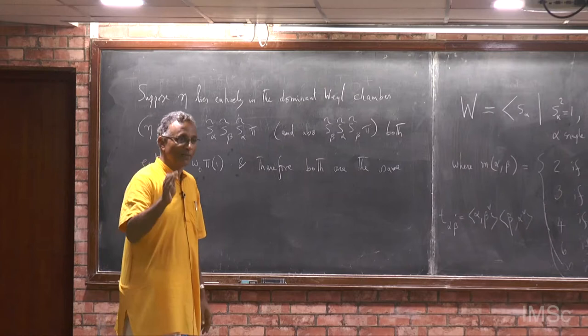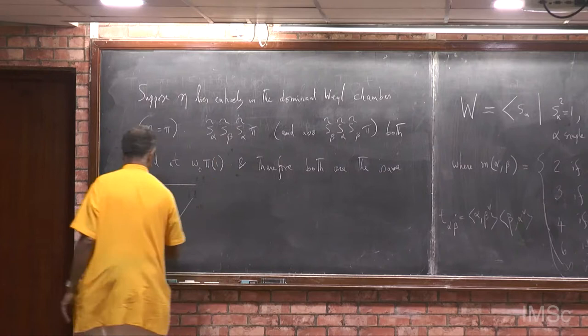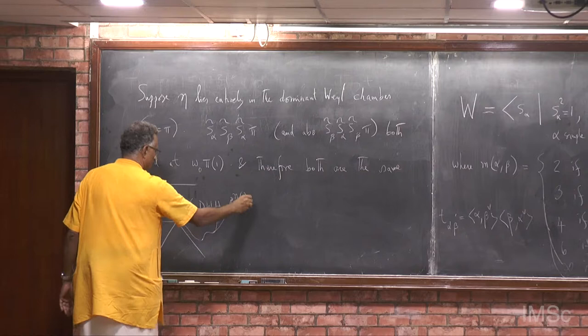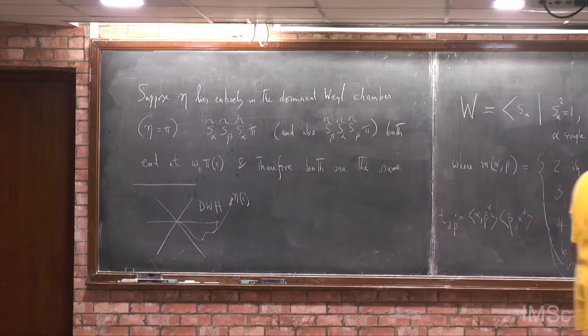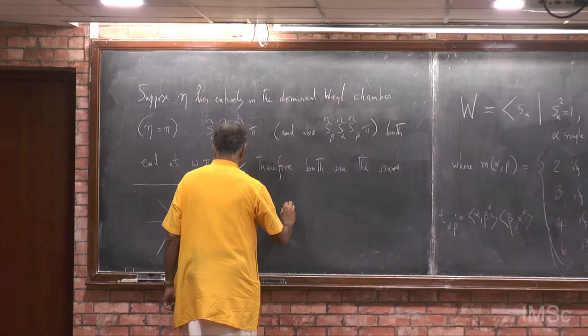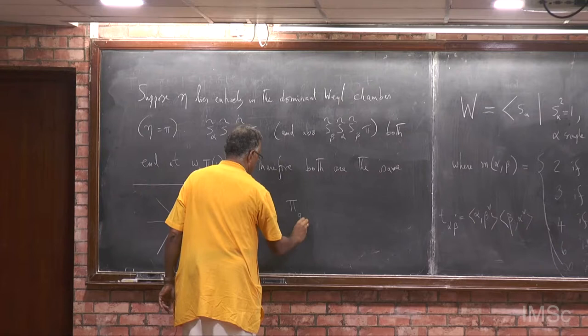So what you do is, I have assumed, so let me draw this path again, the nature of the path. So this is the dominant Weyl chamber. My path ends up at eta 1, a regular dominant weight. That much we have reduced to. So there is rho, which is here. So what I'll do is, this is the straight line path to q rho.